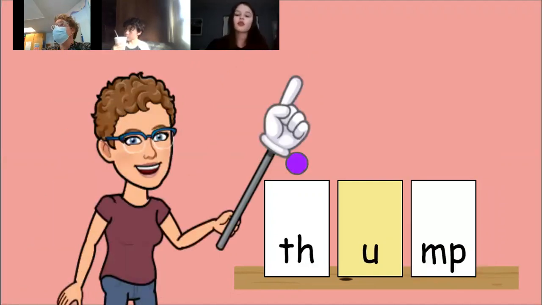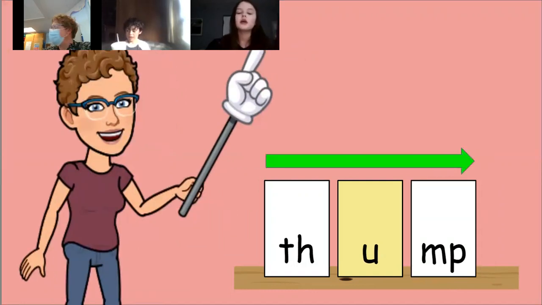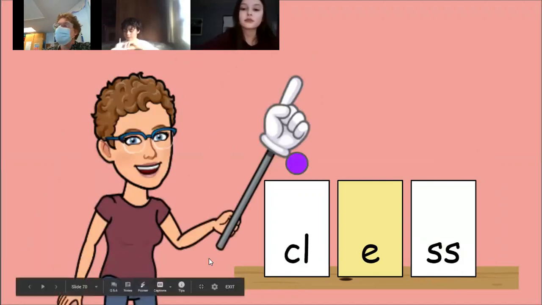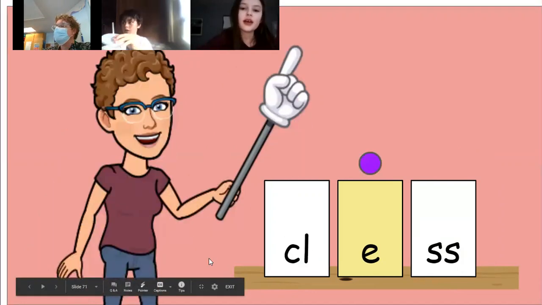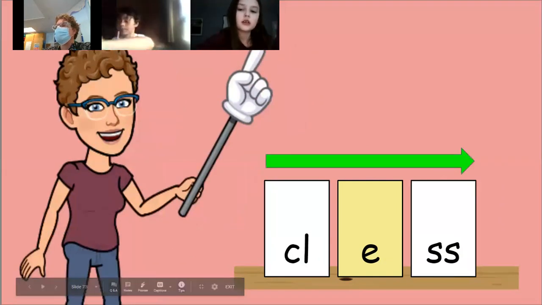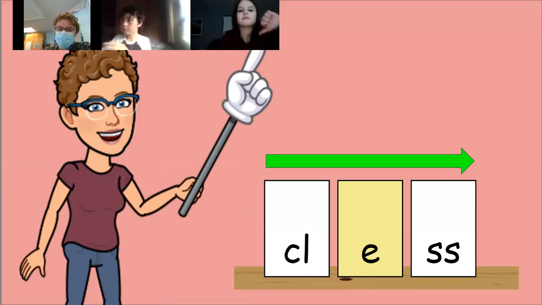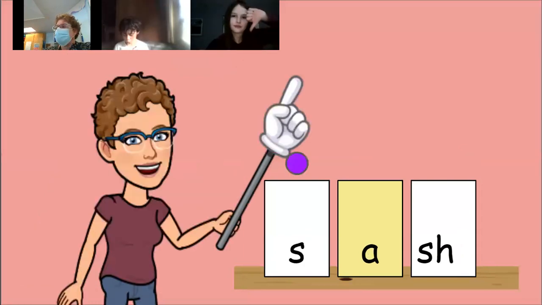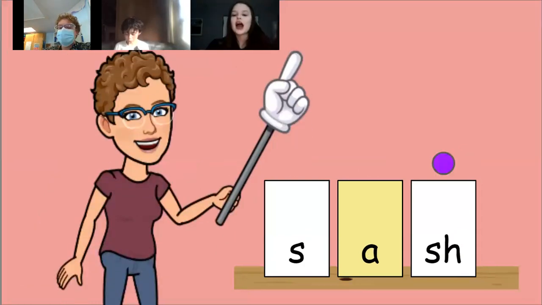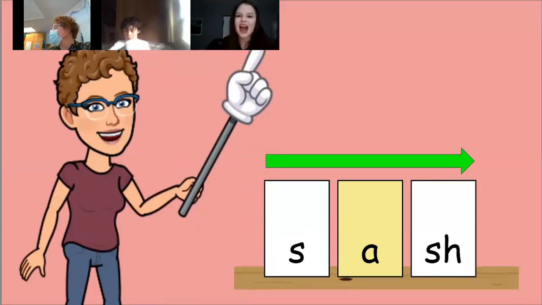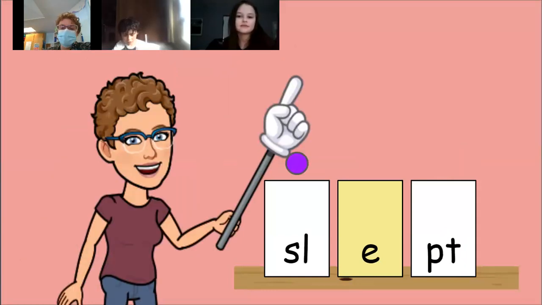Okay, so this one, thump. Real word? Yes, very good, Serne. Very good. Less. Is that a real word? No, not a real word. Good job. Sash. Real word? Yes, very good. Real word.